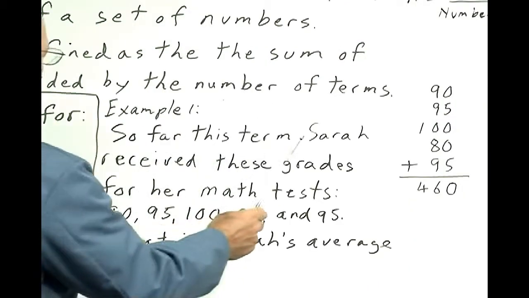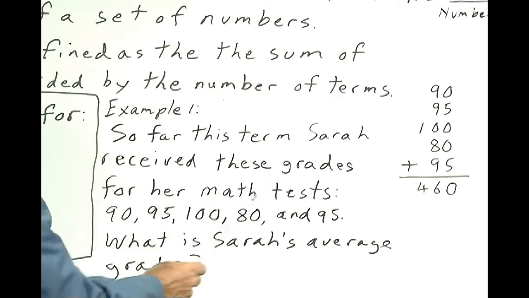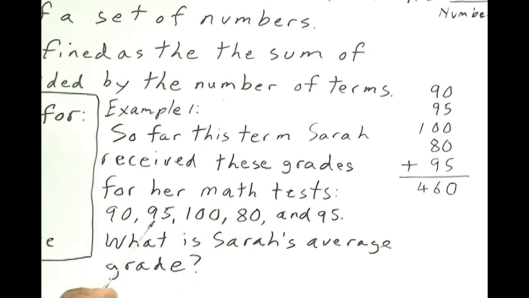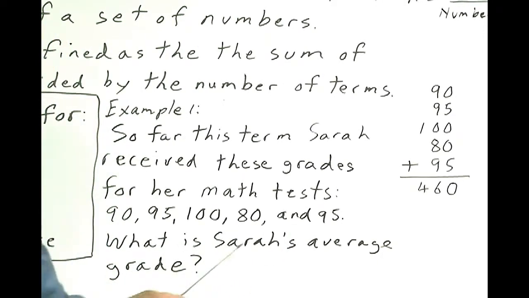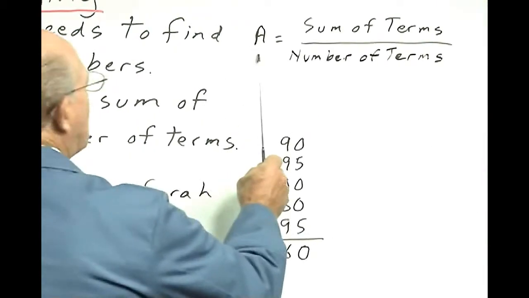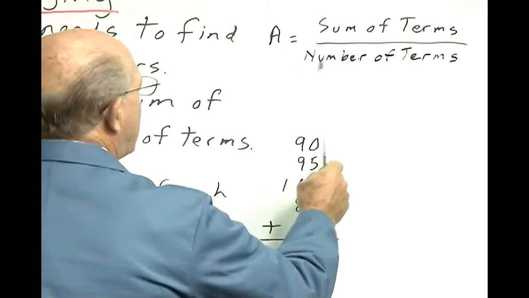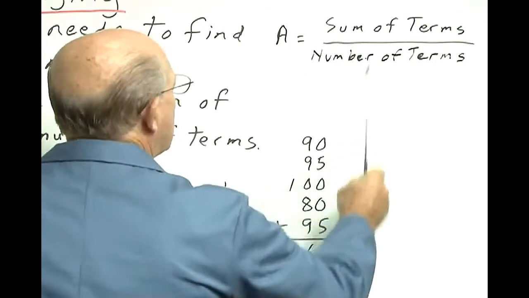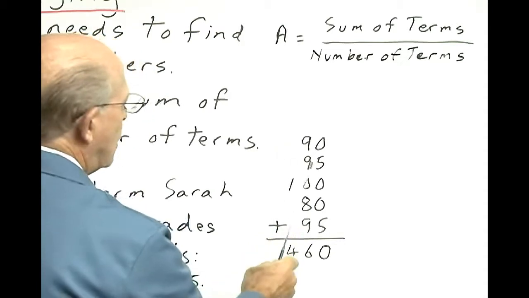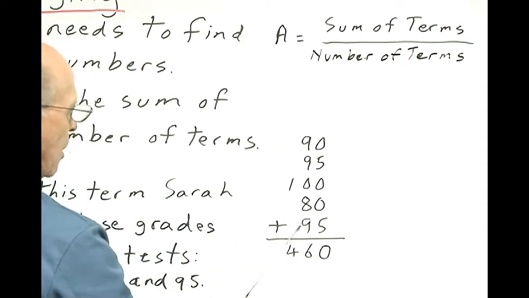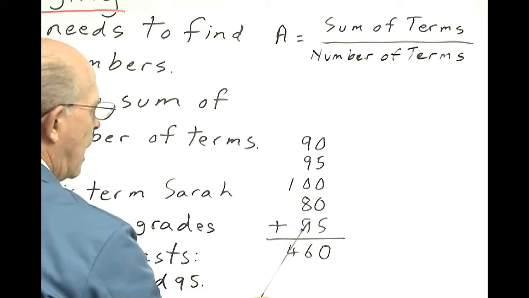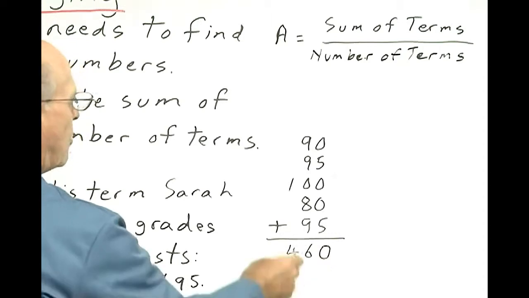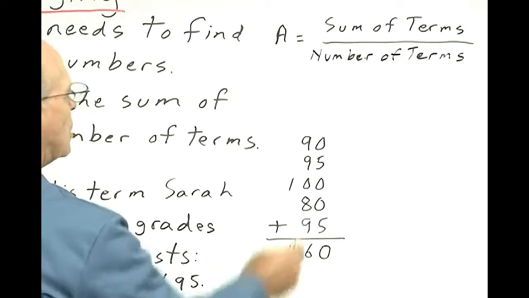So far this term, Sarah received these grades for her math tests: 90, 95, 100, 80, and 95. What is Sarah's average grade? Now remember the formula. Average equals sum of terms divided by the number of terms. Sum means the total of the scores. So here are the 5 grades that Sarah got: a 90, 95, 100, 80, 95. So the total of all these grades is 460.